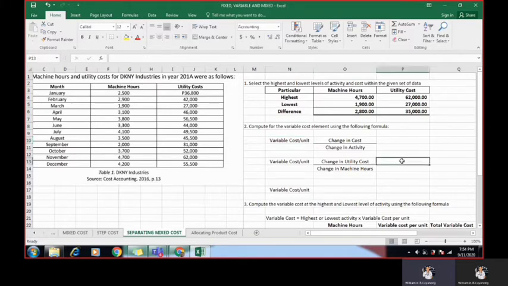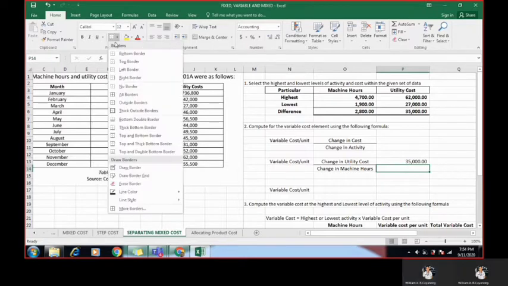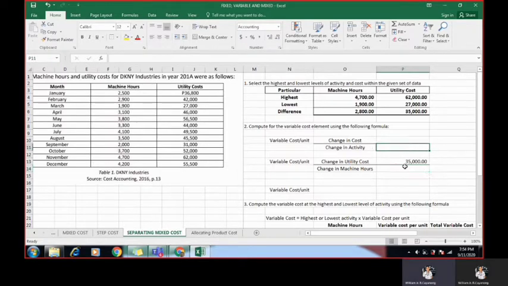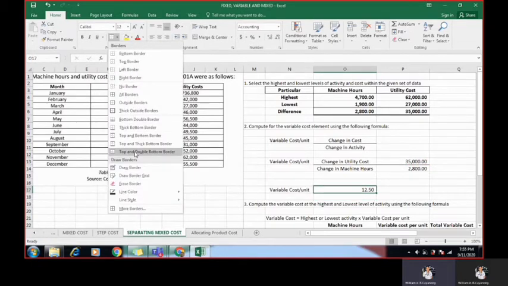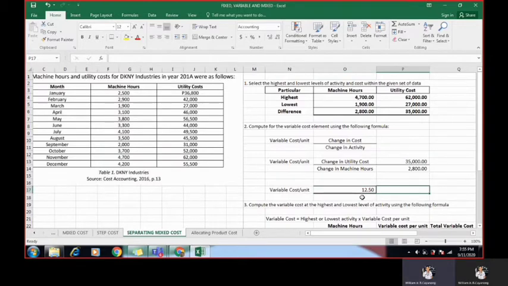Okay. Lagyan lang natin ang bar line. Okay. So, how much is the change in machine hours? So, the difference between the highest and lowest level is 2,800. So, okay. Equal sign. Click natin itong 35,000 divided by, ayan, 2,800 to get the variable cost per unit. Click enter. So therefore, our variable cost per unit is 12.50 pesos per unit pala tayo. Okay? So gagamitin natin to in getting the variable cost component.